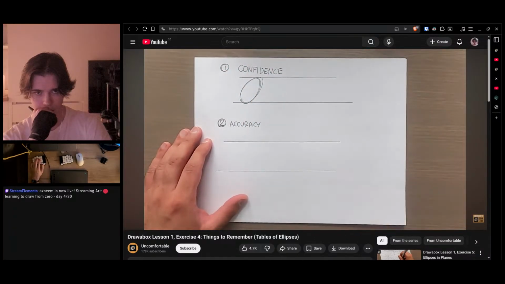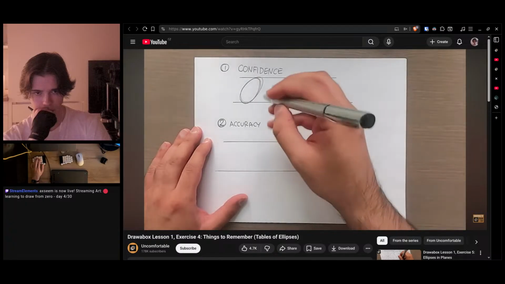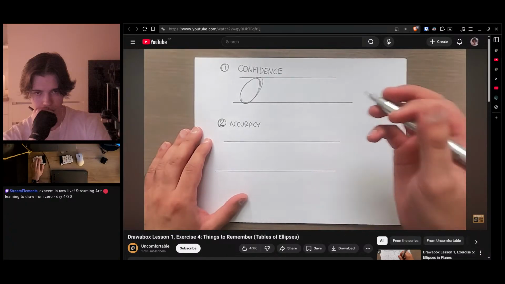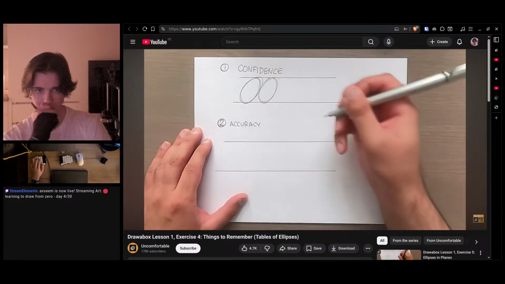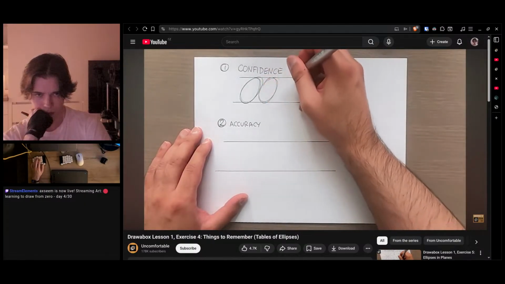One thing I want you to do that will help you achieve that is to always draw through your ellipse. That means drawing around the elliptical shape 2 full times before lifting your pen. Okay. Just like that.